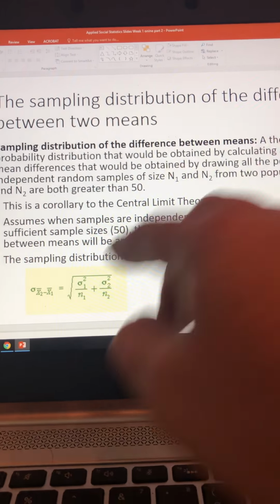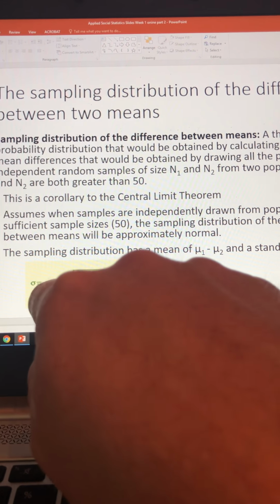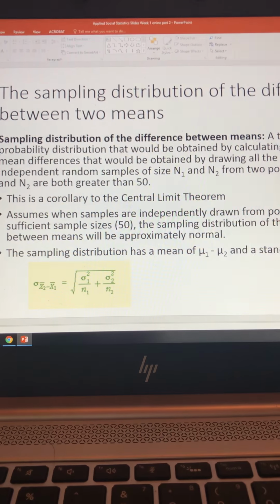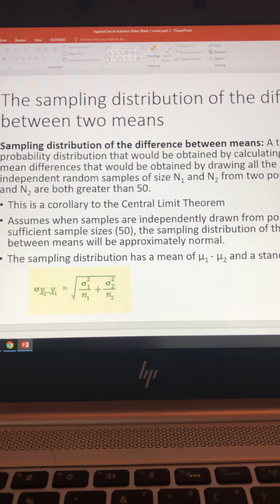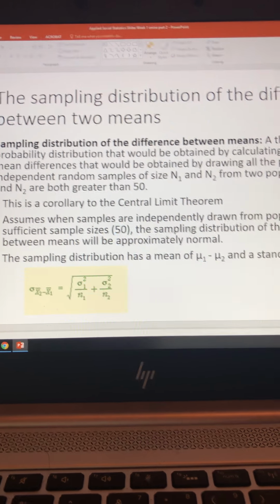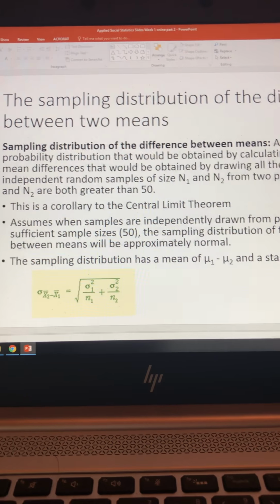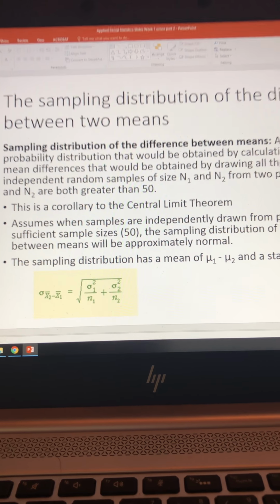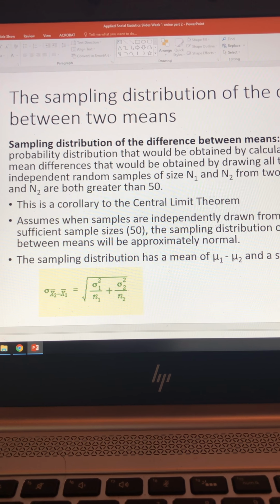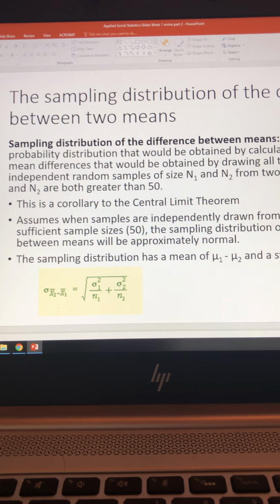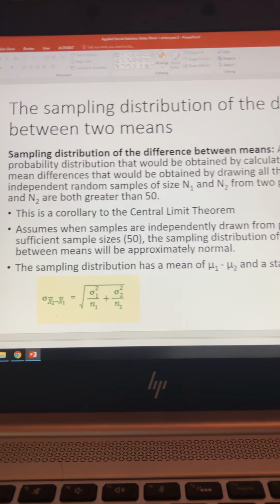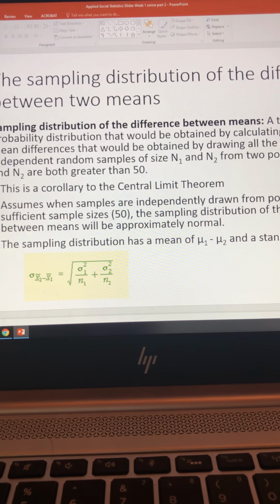The equation is pretty simple, though. The standard error of the difference is equal to, and this should look a lot like what you've seen before, think back to your standard error equation, it's just one part of this. It's the standard deviation squared of group 1 divided by the sample size of group 1, plus the standard deviation squared of group 2 divided by the sample size of group 2, and then square rooted.